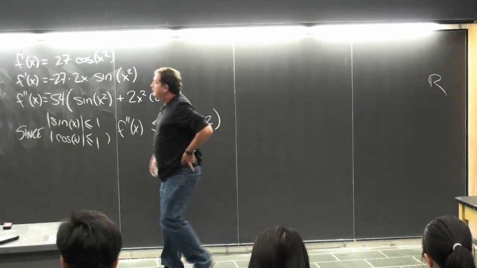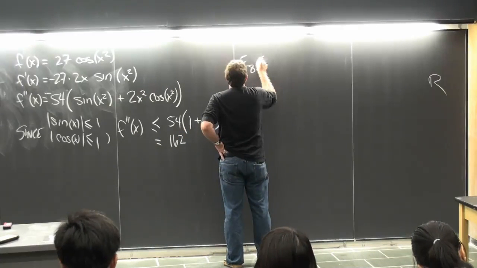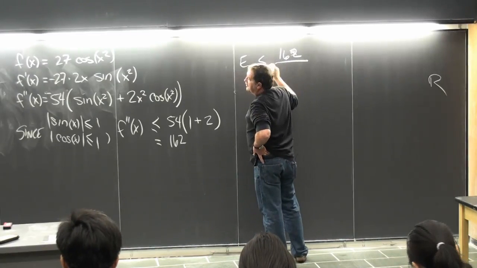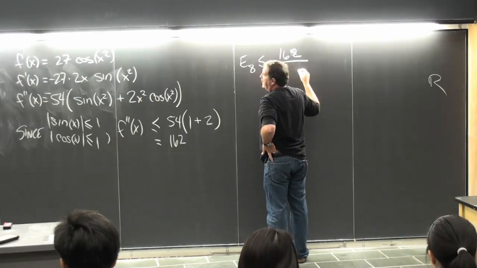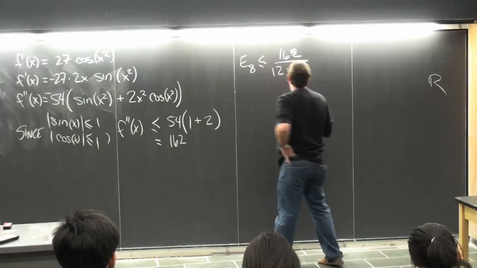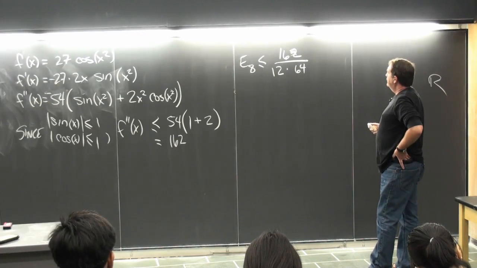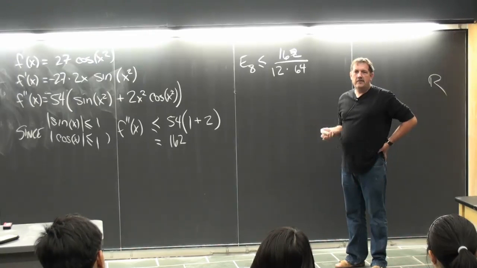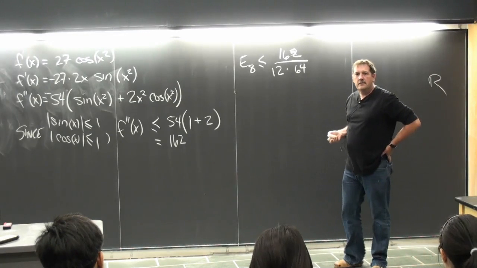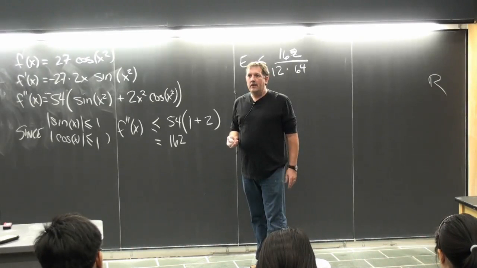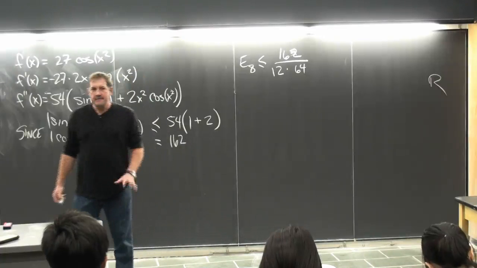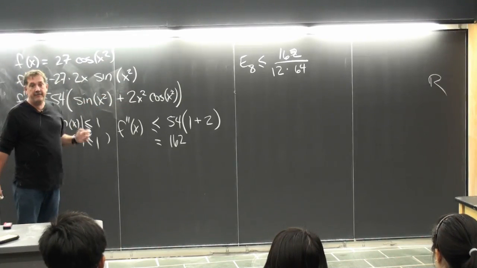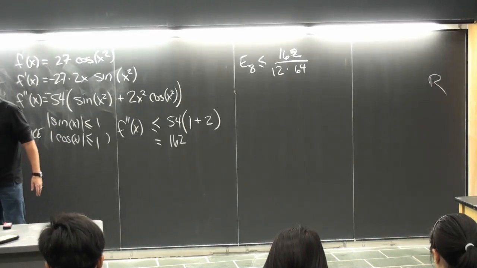So now let's go back here. And so our error is less than or equal to 162 over 12 times n squared. N was 8, so that's 64. So that's some number. It's not very good. Well, sorry. It's whatever it is. You could plug it into your calculator and it's like 0.02 or something. Does anyone know? Does anyone care? Okay, all the same. So does that answer your question? And for the midpoint, this is a 24. So the midpoint, it's exactly the same except it's half of that. And here we have to do something different for the midpoint.